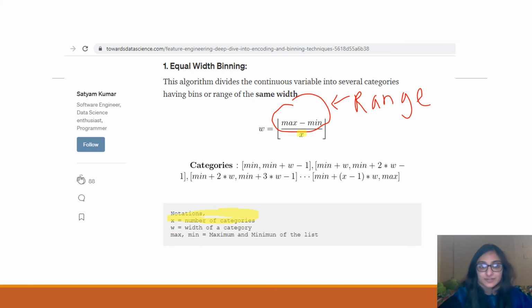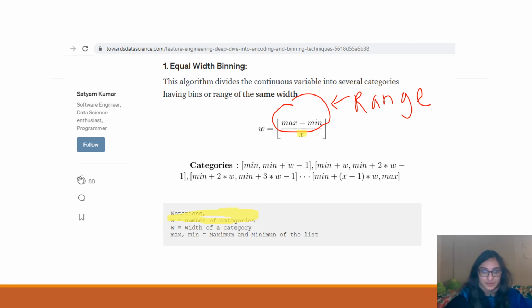And this is kind of telling you how equal width binning should be done, so that you have roughly the same width in each bin. Equal width binning is making sure that each bin has the same width.